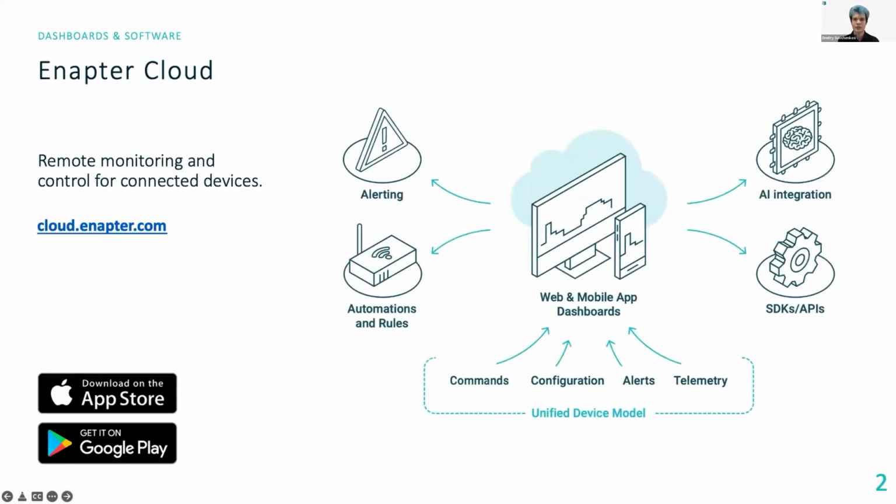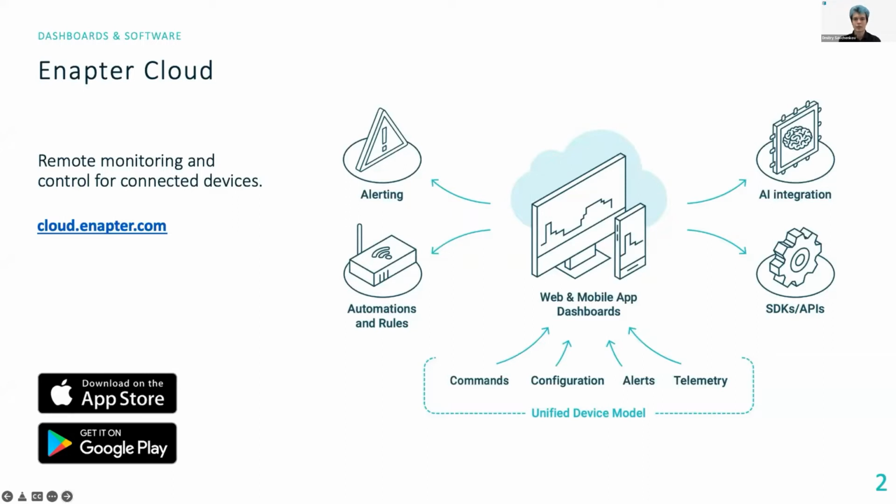Enapter Cloud is a tool that allows users to monitor their devices in real time and view historical data. There you can keep up with current sensor readings, get notifications from your devices, and so much more. Visit cloud.enapter.com or download our app. Our mobile app is free and available on the Apple App Store and Google Play.